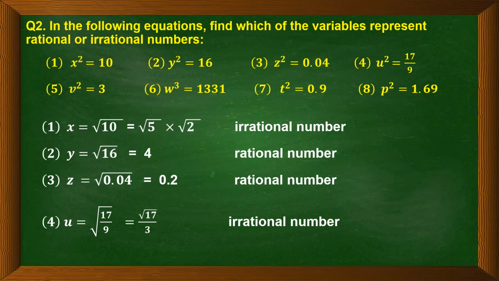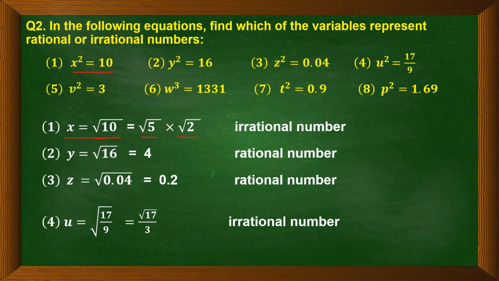So the first part is x square is equal to 10. So when x square is equal to 10, we can say x is equal to root of 10. Now further, root of 10 can be split into two parts, root of 5 into root of 2, because 5 into 2 is 10. So root 10 can be split into two parts, root 5 and root 2.